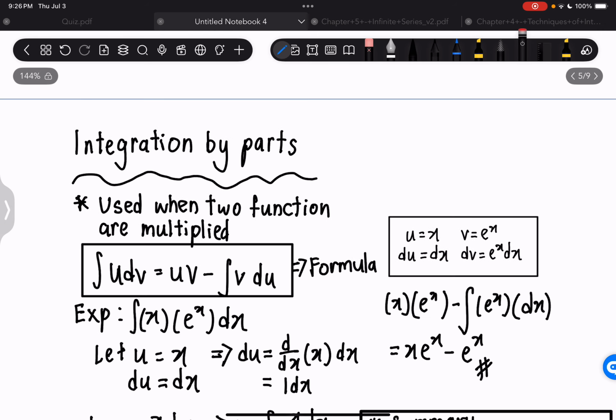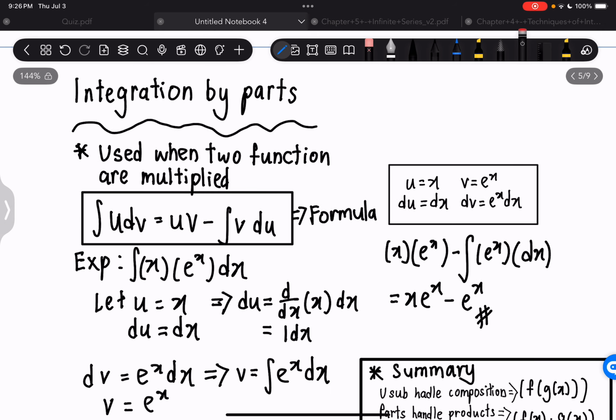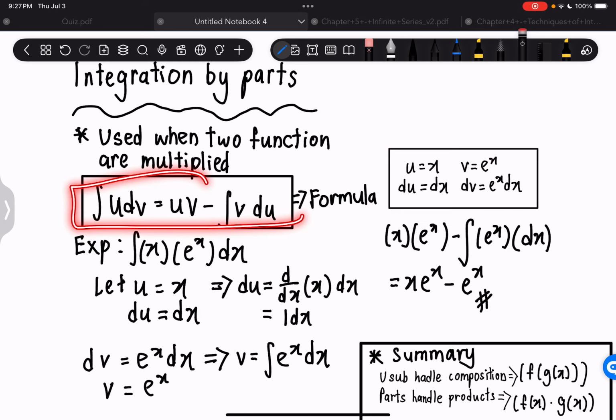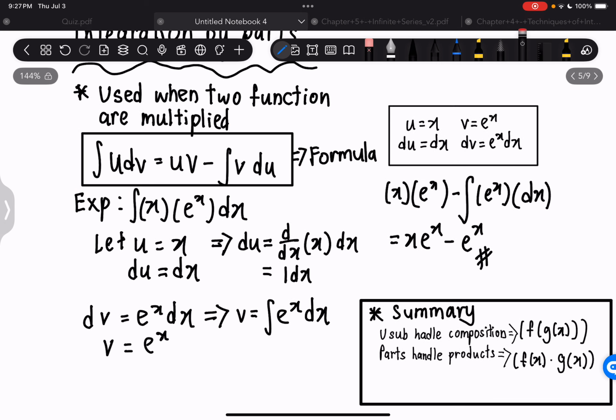Okay, so next I'm going to talk about integration by parts. Integration by parts is basically used when you have two functions that are multiplied. As you can see in the formula, you have two variables, u and v. In this example question, you can see x and e to the power x. So let u equal x and let v equal e to the power x. Once I have the values of u and v and the differentiation of u and v here, we can substitute into the formula. After you get the formula, then we can solve for the answer.